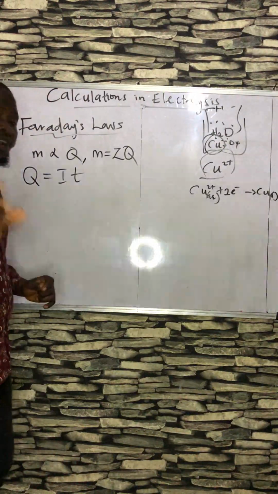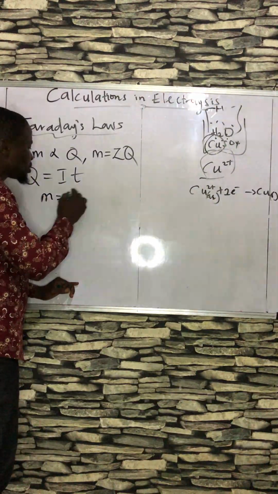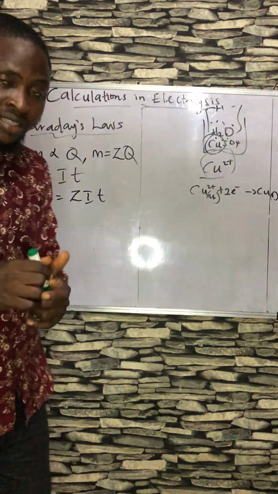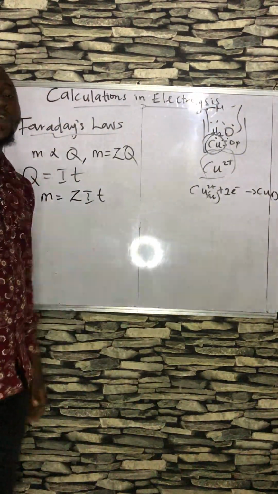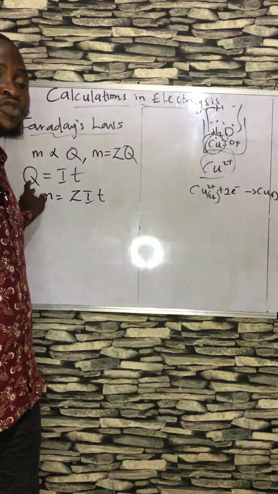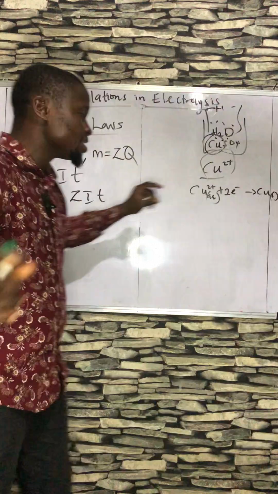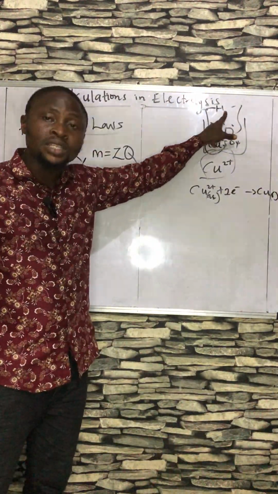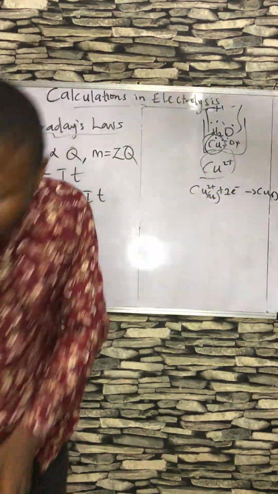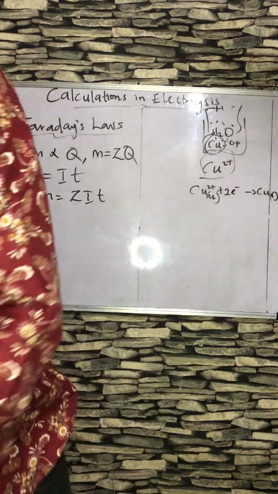So invariably, what we're saying is that this mass is equal to ZIT. This mass is equal to ZIT. This is Faraday's first law of electrolysis. In that case, if you are looking for the quantity of electricity that passes through the electrolyte, you need the current and the time it takes for the electric current to pass through the electrolyte.